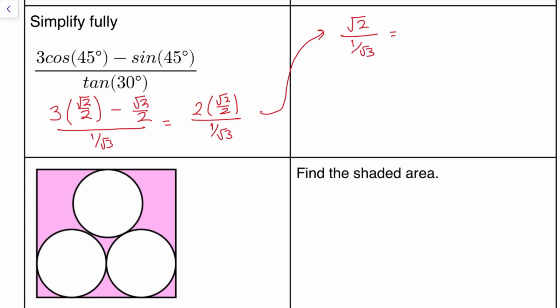Well, keep change flip means I can write this as root 2 times root 3 over 1, and root 3 over 1 is just root 3. So my final answer actually is, I forgot my root 2s there, haven't I? So my final answer is root 2 times root 3, which is root 6.